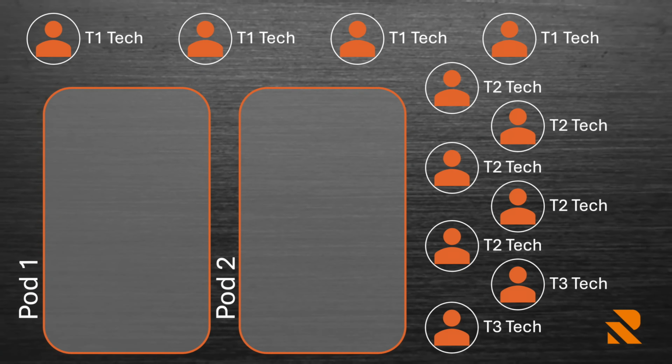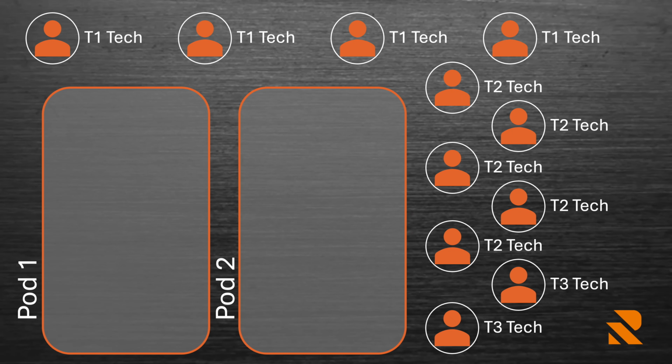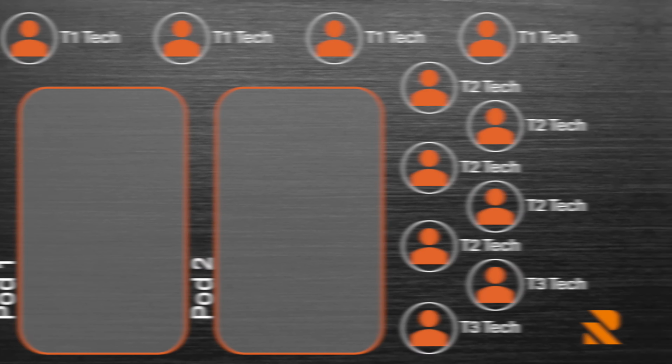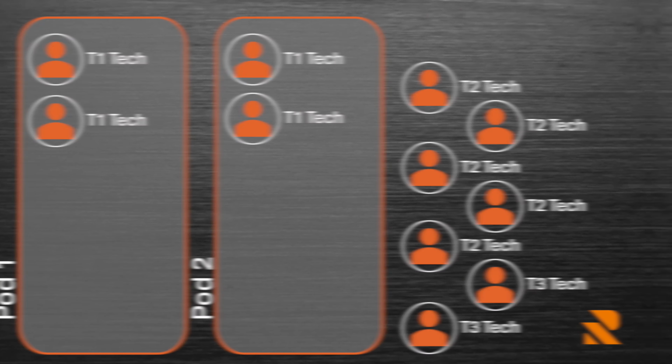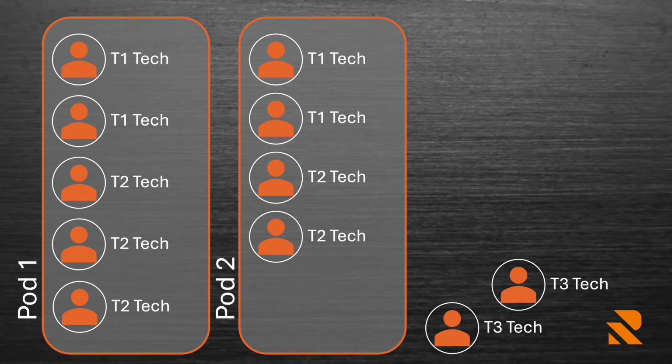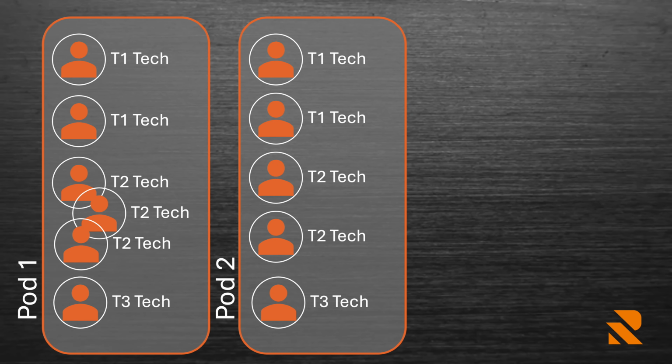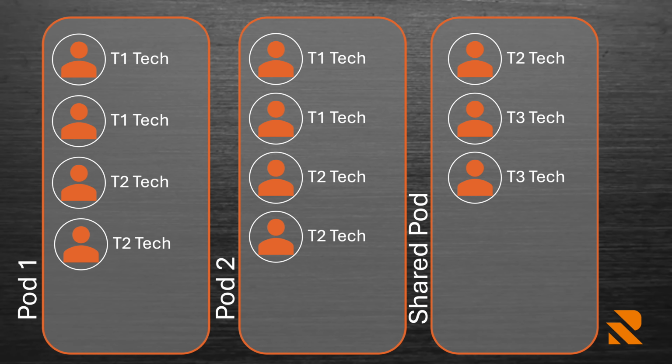Let's say you're going to split into 2 pods and you've got 4 level 1s, 5 level 2s, and a couple level 3s. Then you basically split your level 1s up. You got 2 and 2. You take your level 2s and you split them up 2 and 2, or 3 and 2, or 2 and 3. And then your level 3s, you either assign one to each pod, or you maybe have a shared services pod. And in fact, that shared services pod worked great for us.